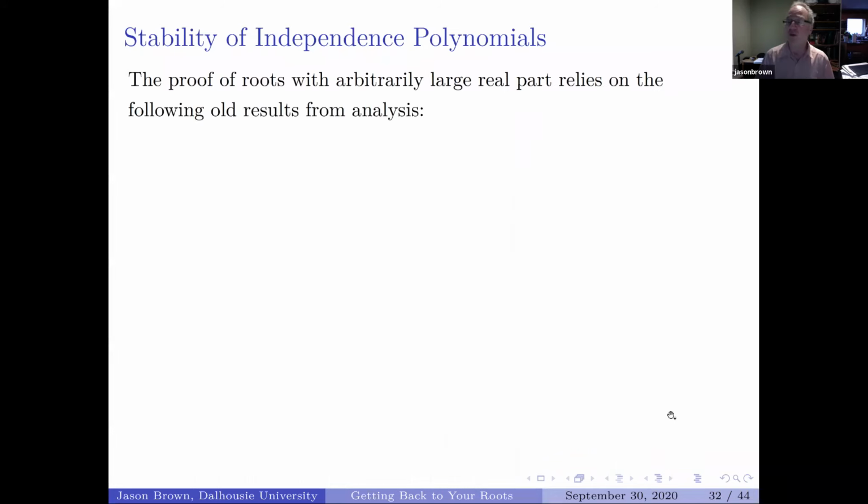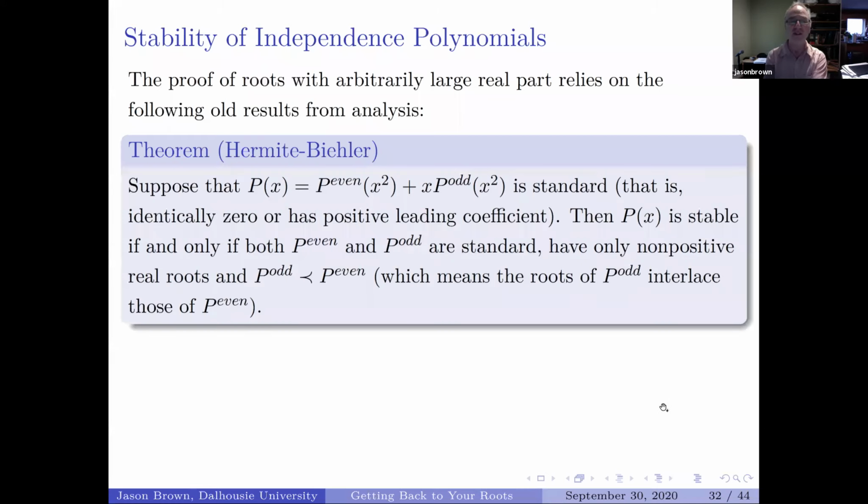Okay, and how do you go about proving something like this? Well, the proof of roots with arbitrarily large real part relies on the following old results from analysis. So we've already seen some old results from analysis, going all the way back to Sir Isaac Newton. Here we're going to see some other classic results from some of the top people in analysis. So here's a theorem due to Hermite and Bieler, and you've probably seen Hermite's name if you study orthogonal polynomials.